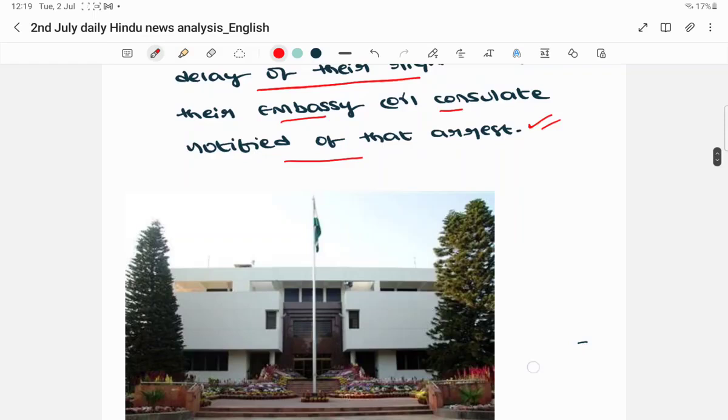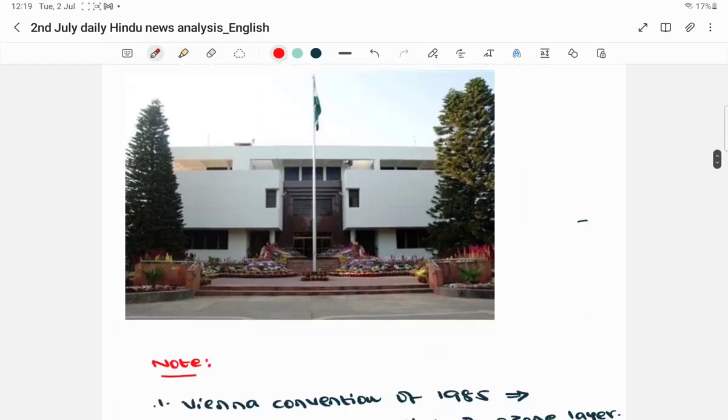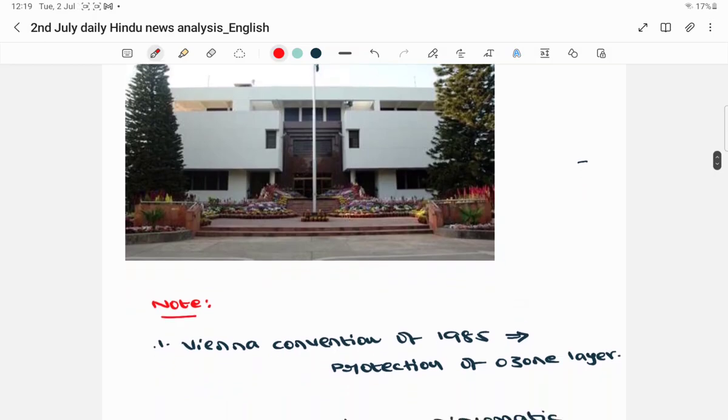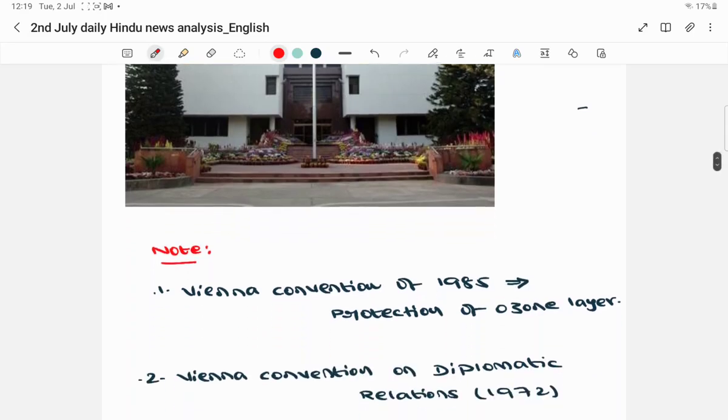Here you can see the Indian High Commission in Pakistan. Yes, friends. Now, with the name Vienna Convention, you should not get confused. There are other conventions with the same name. For example, we have the Vienna Convention of 1985, which is associated with the protection of the ozone layer. And we also have the subsequent protocol, the Montreal Protocol, which is associated with ozone depleting substances.